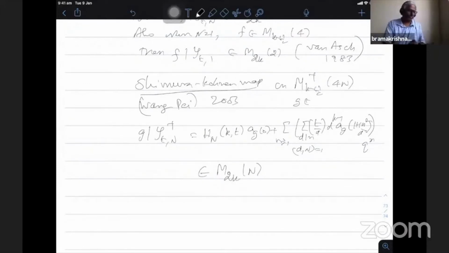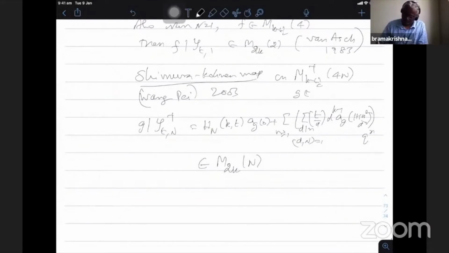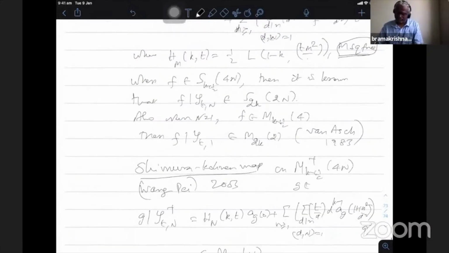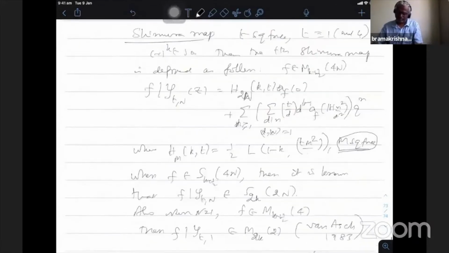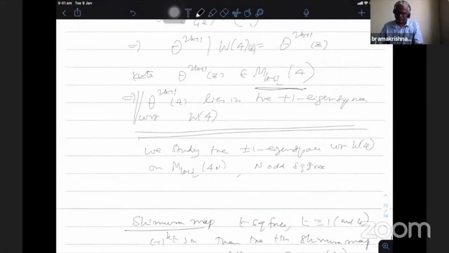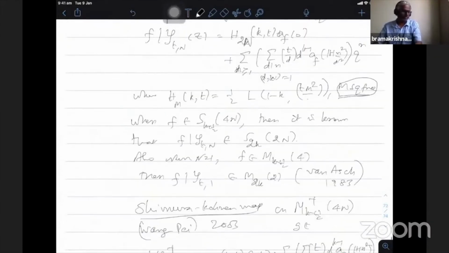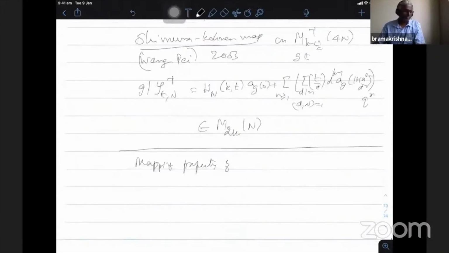So now we will prove the mapping property. So that is the mapping property. After we prove the mapping property, with this itself I can find the image of this one because it is level 4, but we will get a more general result, and for the particular case we will derive this at the end. Okay, so the mapping property of S_{t,n} on M_{k+1/2}(4n).